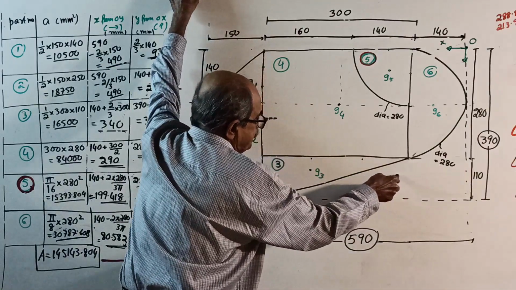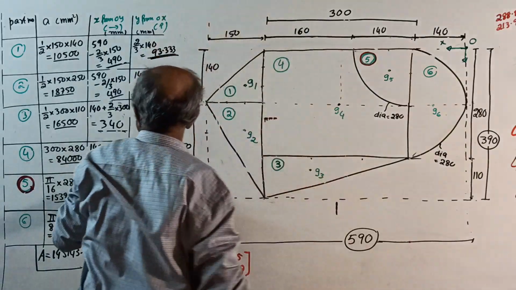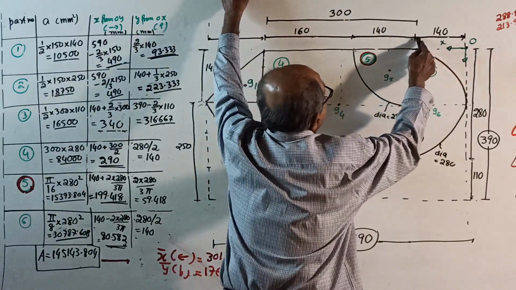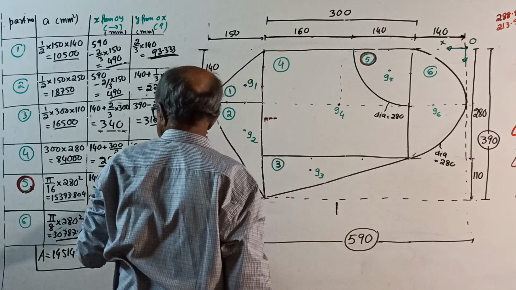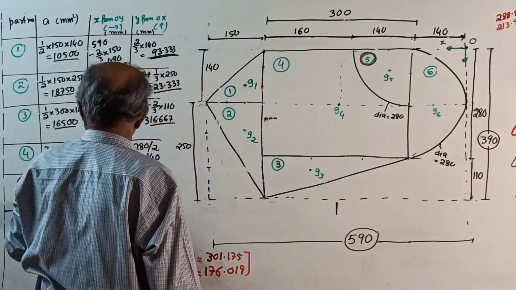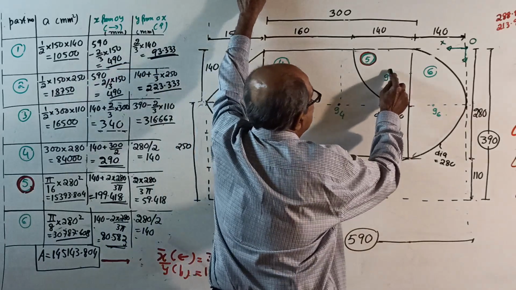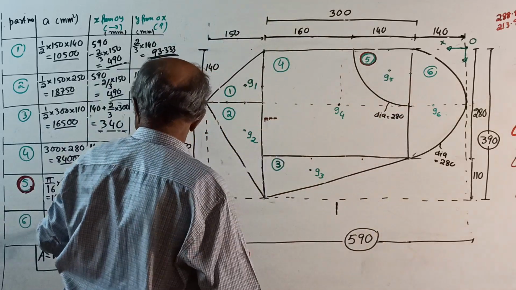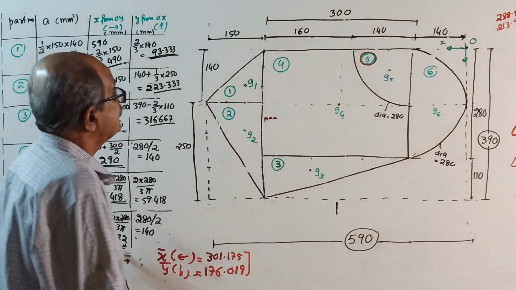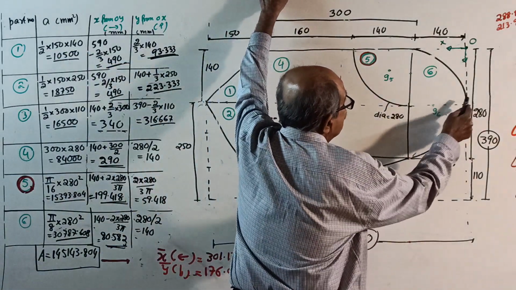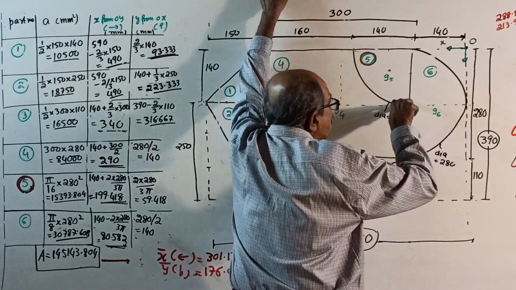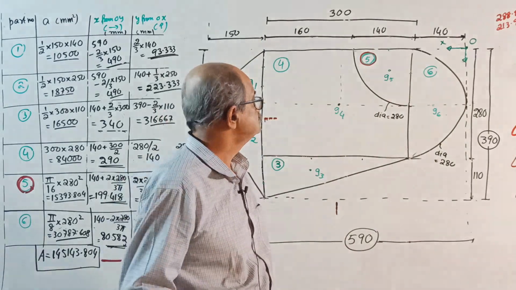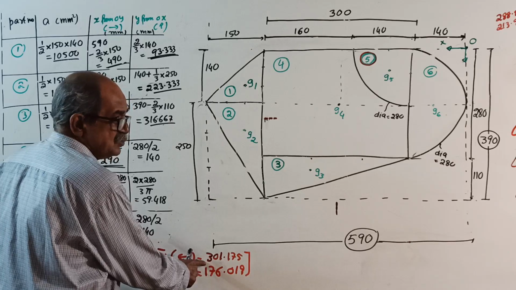140 plus 2/3 of 300. Okay, x4: 140 plus 300 by 2. X4, yes, okay. X5, see this one: 140 plus 2d by 3 pi. Here, X5. X6, from here to here is 140 minus 2d by 3 pi. Okay, that is cleared. Now you get the x distances, and x bar has to come.